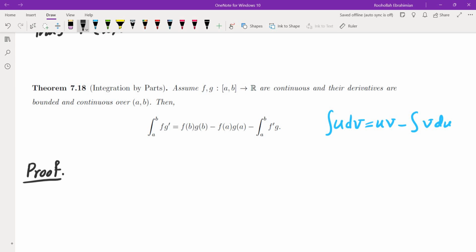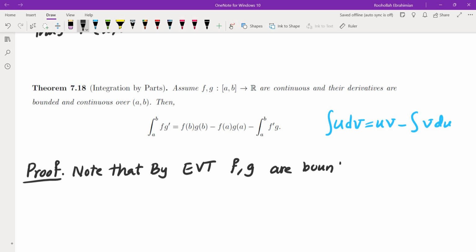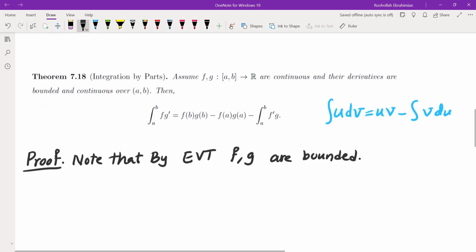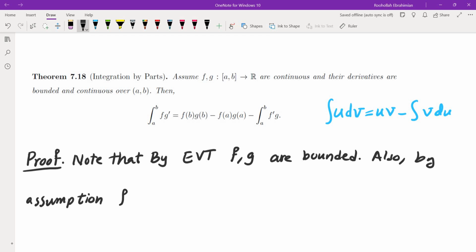However, in order to be able to do that, I will have to use the fact that these functions are in fact integrable. So I will have to prove that. So note that by extreme value theorem, f and g are bounded. Also by assumption, f prime and g prime are bounded.